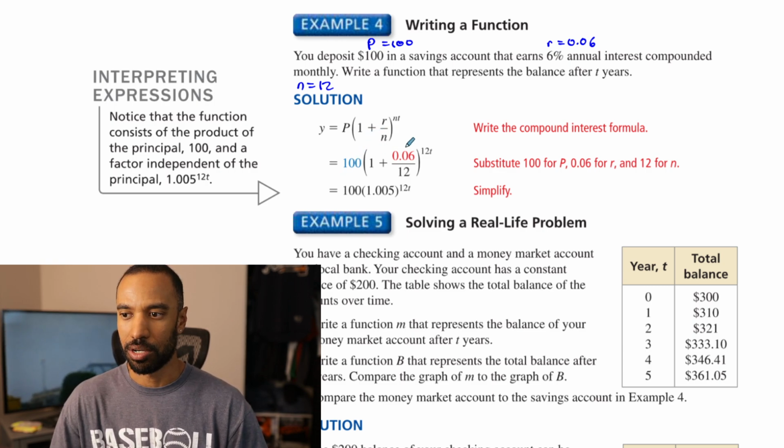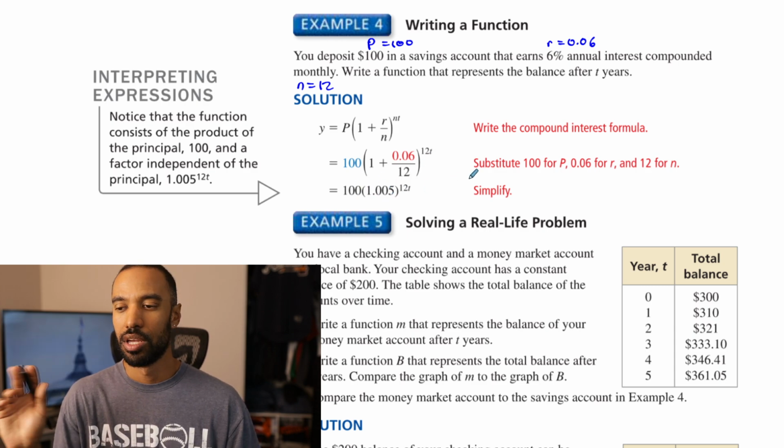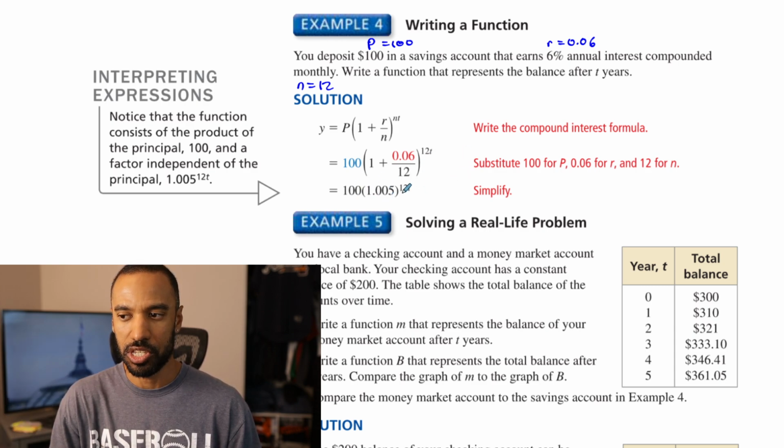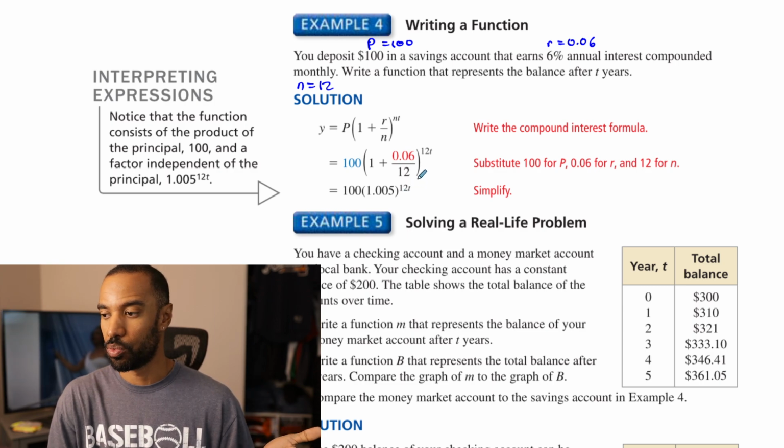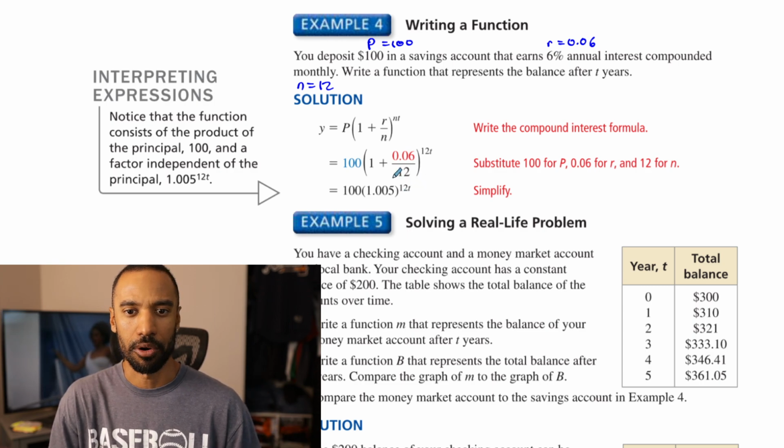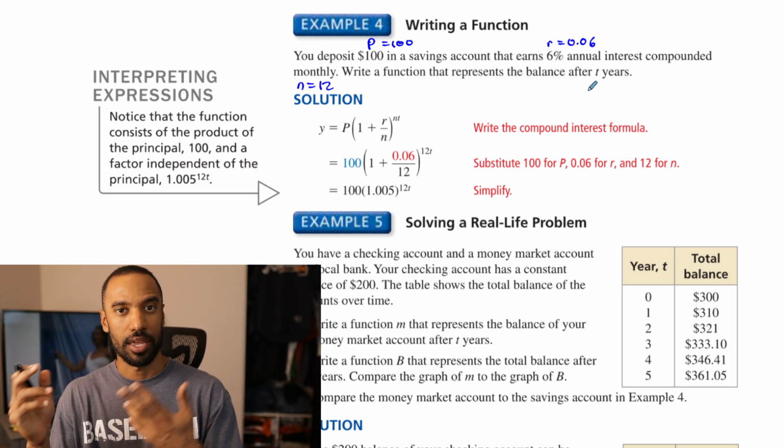So they do a few things here. They do substitution, they do simplification of the inside. 0.06 over 12 is 0.005. 1 plus 0.005 is 1.005. And they turn it into this. So it's one version of it. It's still to the t power. They didn't even ask us to evaluate it at all. I don't know if they're going to say that right here. Nope. So that's it. They just said write the function like that. If they said find it after 20 years, great. You can substitute 20.